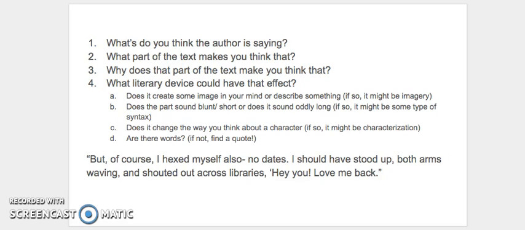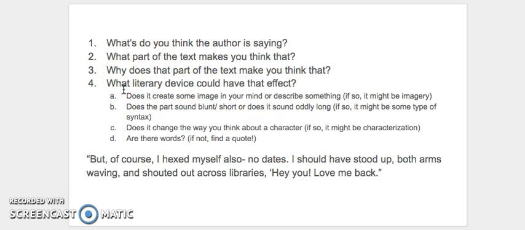So she says, "But of course I hexed myself also, no dates. I should have stood up, both arms waving, and shouted across libraries, 'Hey you, love me back.'" So I've identified that the part that really makes me think what I think is this second part, "Hey you, love me back." So now I have to decide what literary device could have this effect.